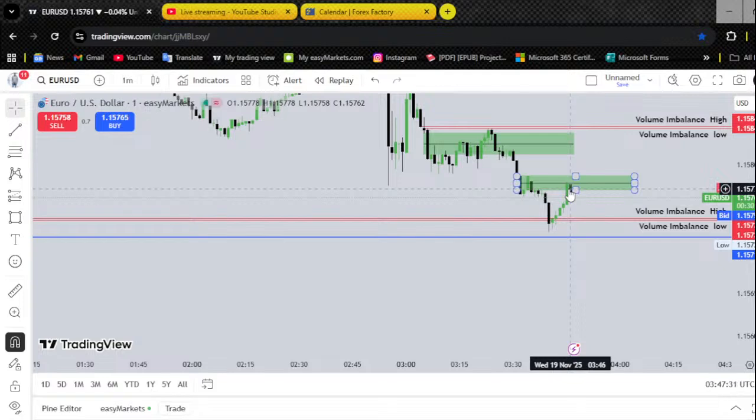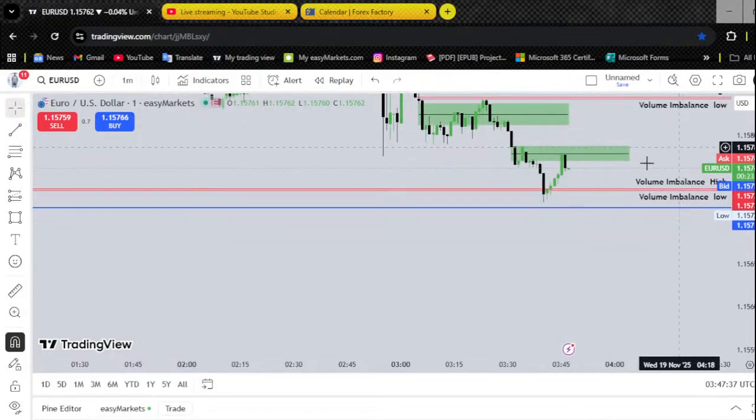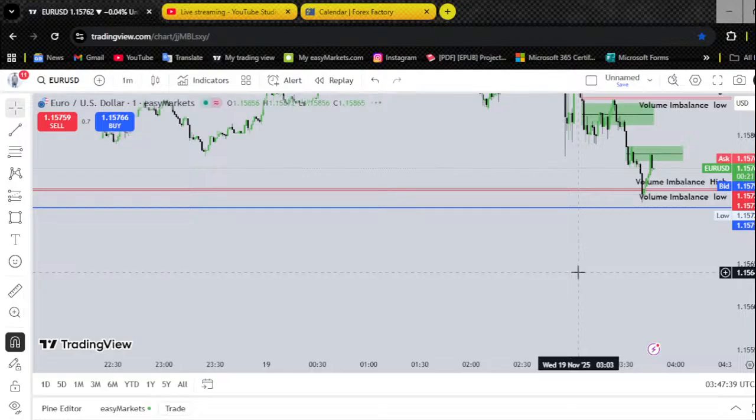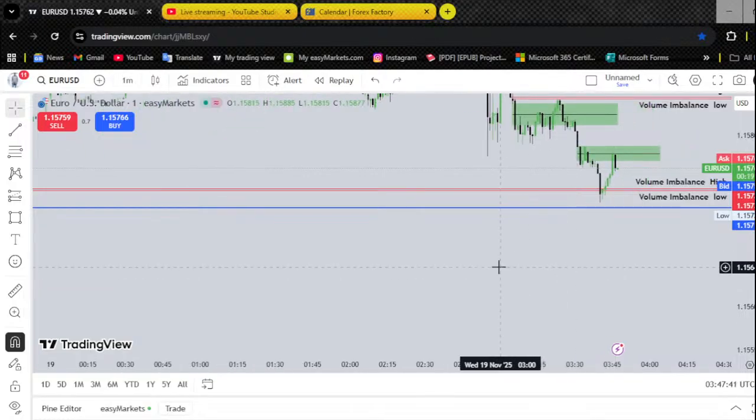Bodies playing within the low of this fair value gap, consequent encroachment and below. That's a good sign that we are still bearish. I'm satisfied for today, guys. Let me call it a day.